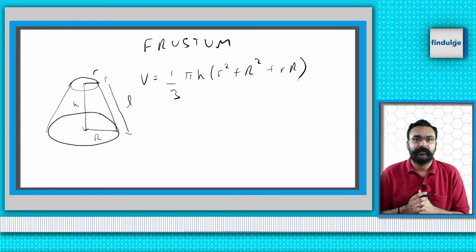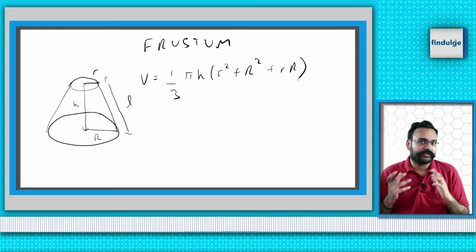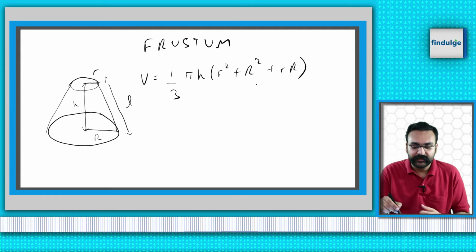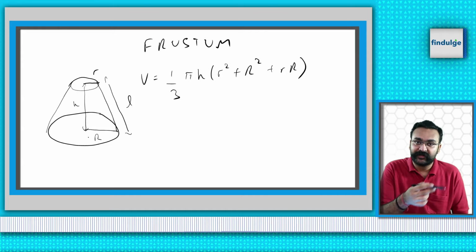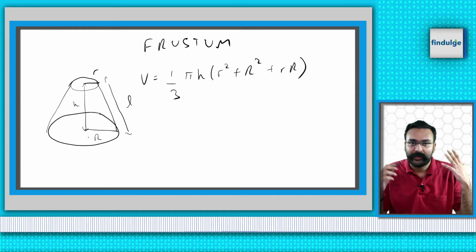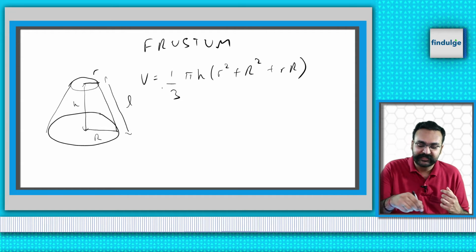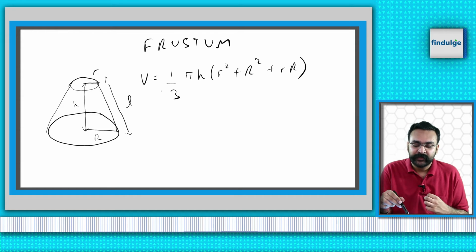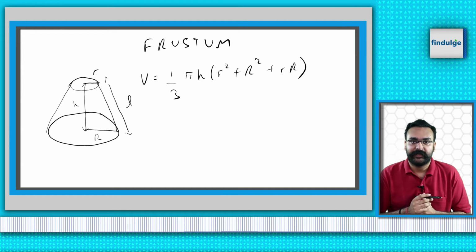small r square plus small r into capital R. So of course the cone used to be 1 by 3 pi r square h. Here, because we have two different radii, when you derive the formula, this comes out to be our answer. So it's 1 by 3 pi h into the individual squares of the radii, the upper and lower, larger and smaller, and the product of the radii.